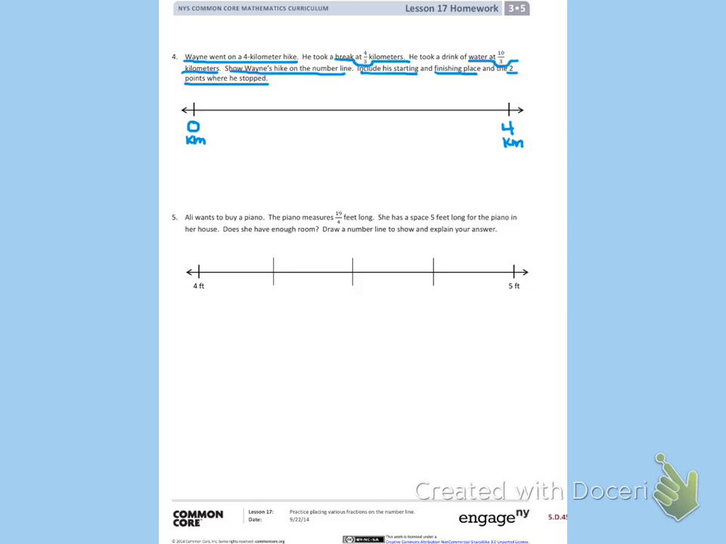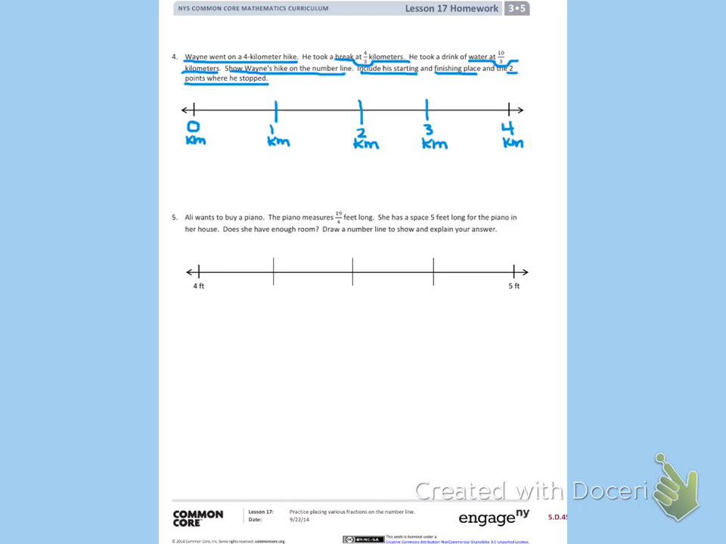Now, what whole numbers are missing between the 0 and the 4? 1, 2, and 3 are missing. So I'll put those in now. I'll go ahead and label them. 1 kilometer, 2 kilometers, and 3 kilometers.